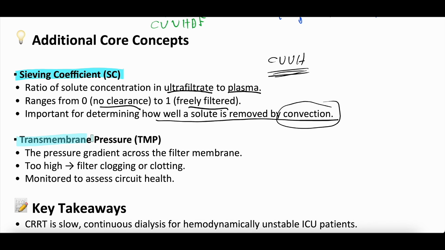And then transmembrane pressure. I think this one is a little more straightforward to think about, but this is the pressure gradient across the filter membrane. Too high and the filter can clog or clot. But in addition to that, this somewhat drives some of the convection clearance, so it's important to have a little bit of pressure difference too. And the machine usually will tell you about this. So if this gets too high, it might suggest that the filter is clogging or clotting, because that filter clogging or clotting will then increase the pressure gradient across it because things aren't freely moving past that clotted or clogged filter.